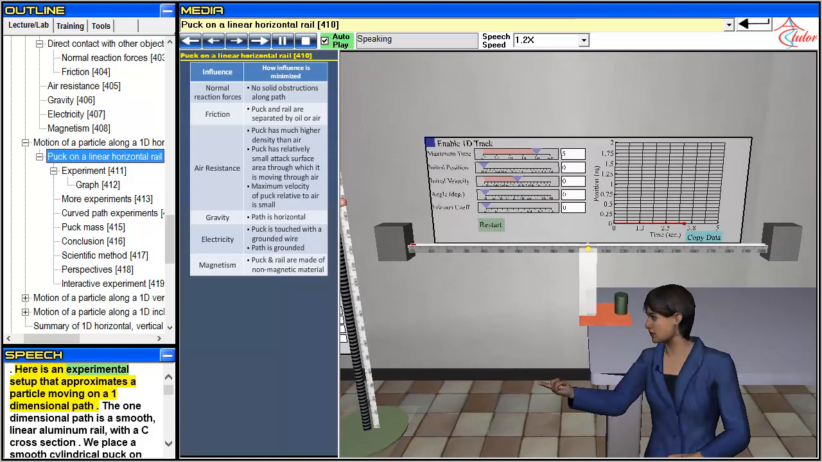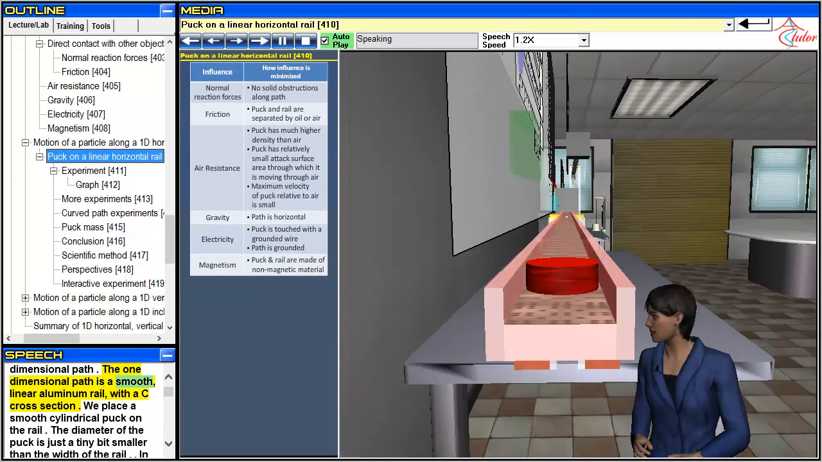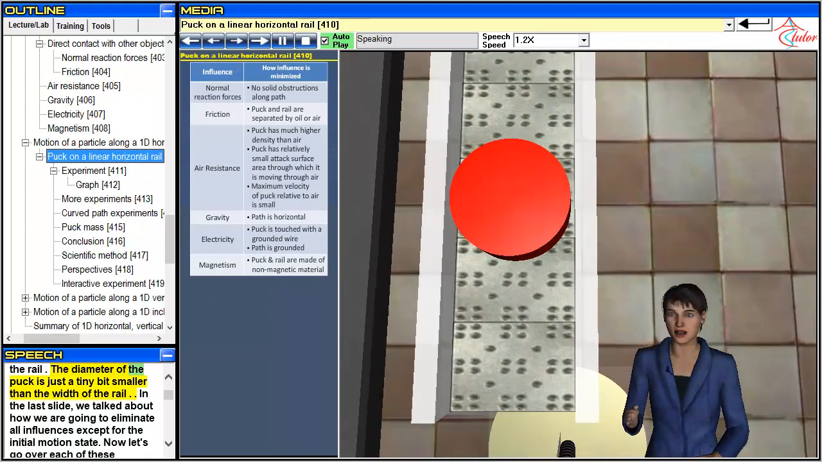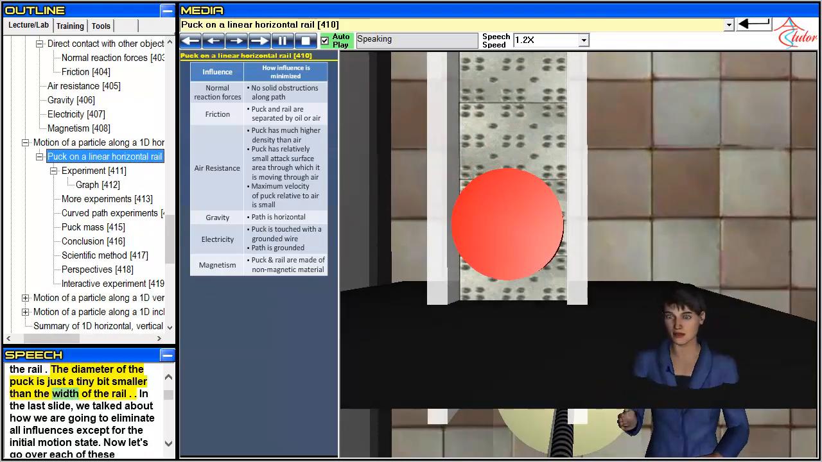Here is an experimental setup that approximates a particle moving on a one-dimensional path. The one-dimensional path is a smooth, linear aluminum rail, with a C cross-section. We place a smooth cylindrical puck on the rail. The diameter of the puck is just a tiny bit smaller than the width of the rail.